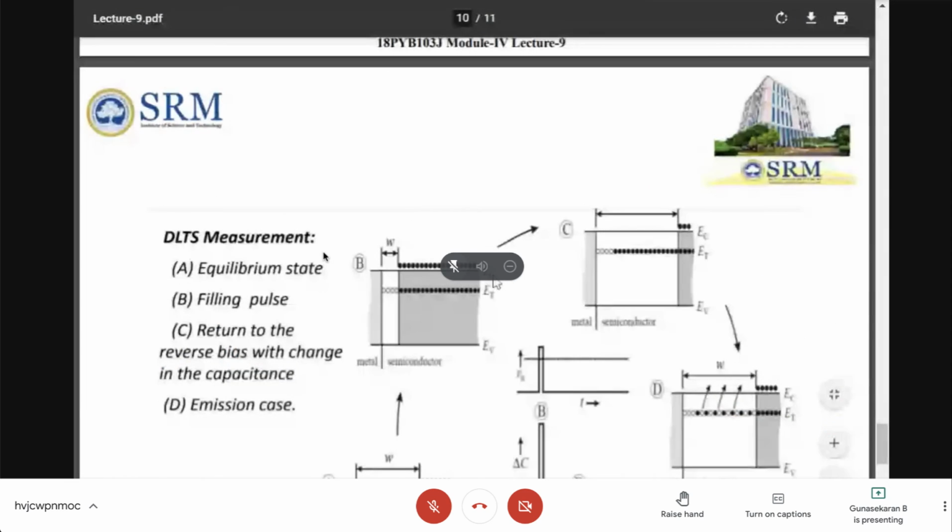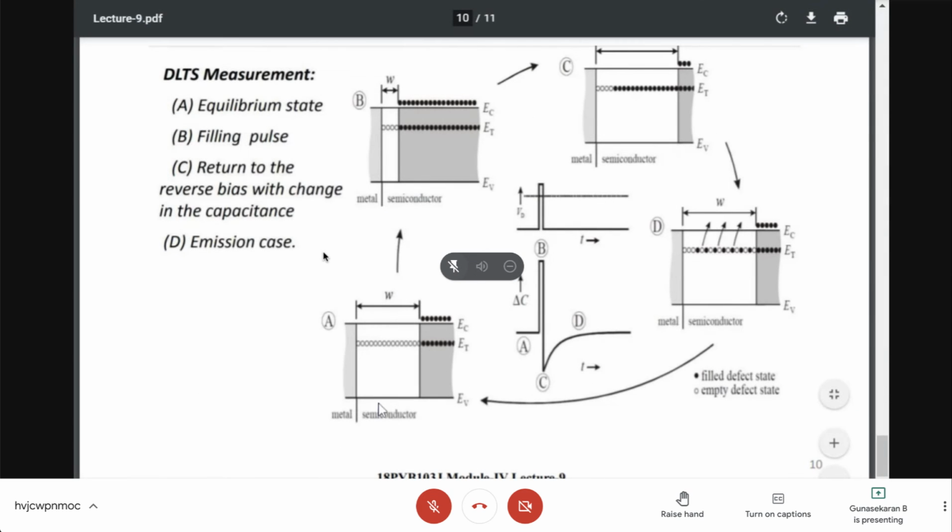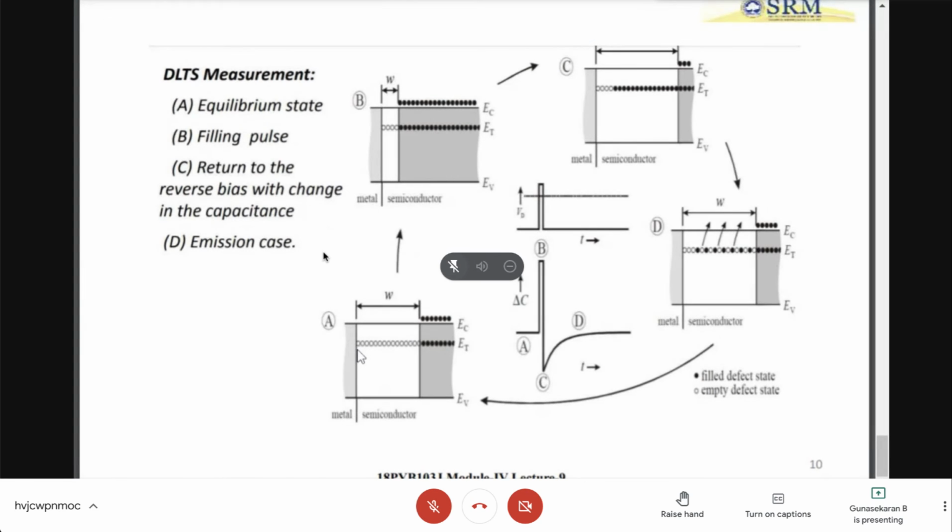One more diagram you see here. In A, please understand, this is the conduction band and valence band, and that is the EF level. Here the dots indicate empty defect states. Now, these empty states are filled when the diode is connected to forward bias.